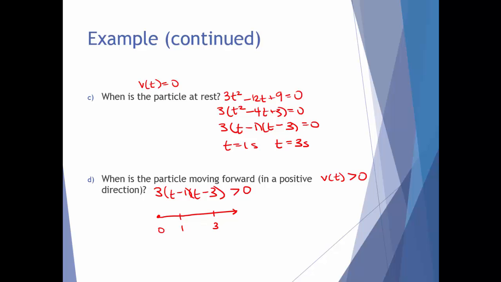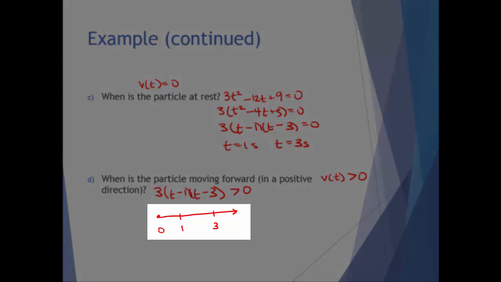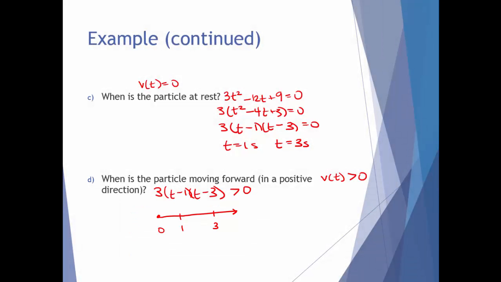Now, technically, time can't be negative, or I'd normally extend this to negative infinity and positive infinity. Since time can't be negative, you wouldn't have it to the left of 0. So we're going to check in between 0 and 1. I picked 1 because that's where my particle rests. And then I'm going to check in between 1 and 3. And again, 3 ended up on this number line because that's where your particle's at rest.